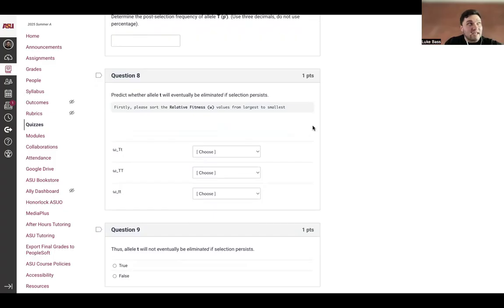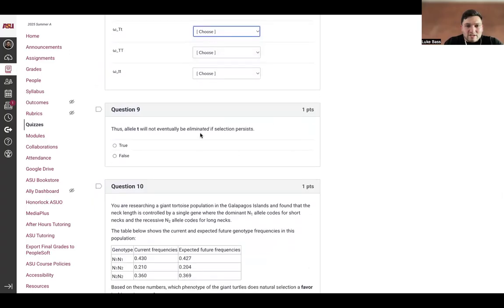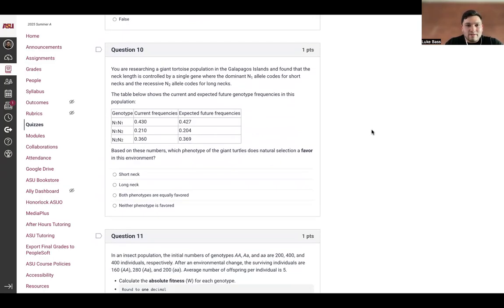So then looking at question 8, you'll be predicting whether allele T, little t, will eventually be eliminated if selection persists. So you'll be finding which one of these relative fitnesses for these genotypes are smallest, largest, and in the middle. So this is a true-false question where you'll be looking at if allele little t will not eventually be eliminated if selection persists.